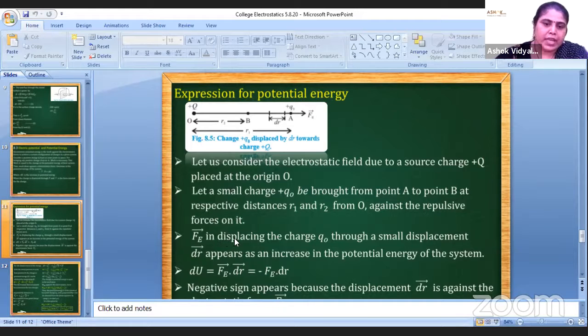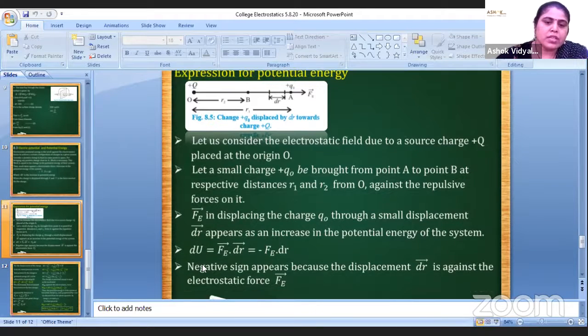Again, this Fe in displacing this charge Q naught through a small displacement, that is dr, appears as an increase in the potential energy of the system. Therefore, dU is equal to minus Fe into dr. Why is this a minus sign? Because the work is done against the force; the negative sign appears because the displacement dr is against the electrostatic force Fe.